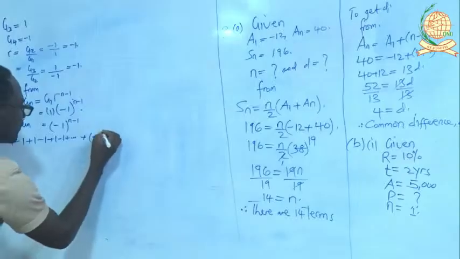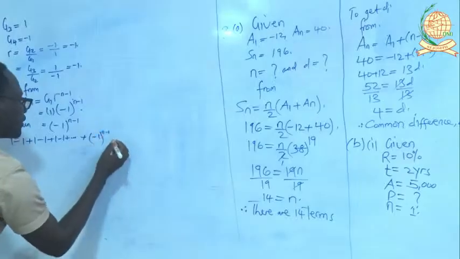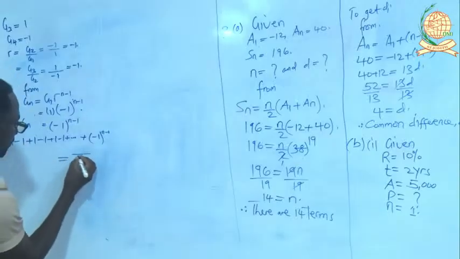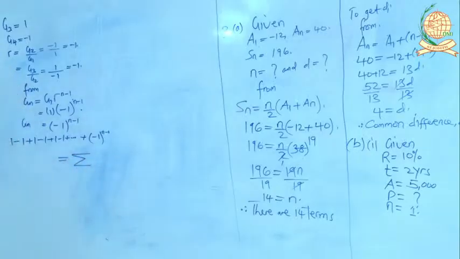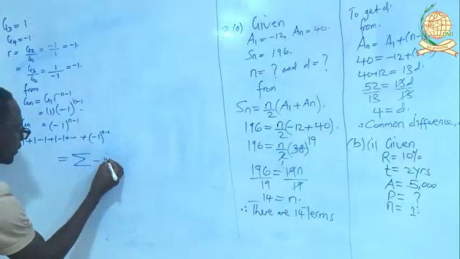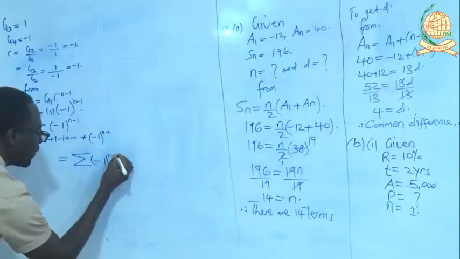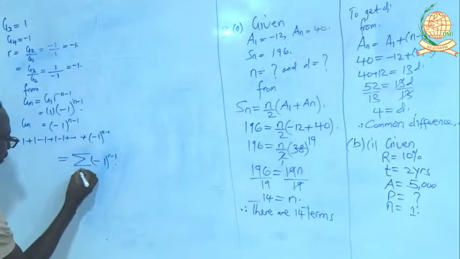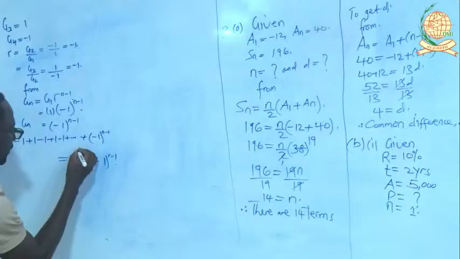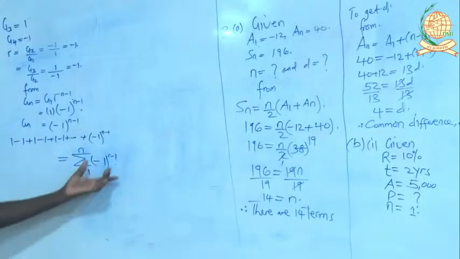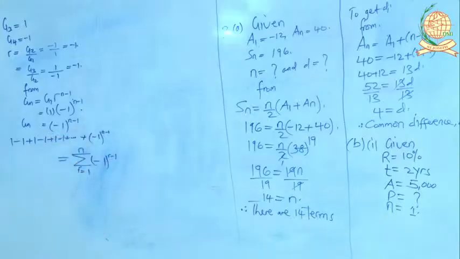This will be equal to, in sigma notation, the symbol for sigma notation is this one. Now we find another letter apart from n. This will be negative 1 power r minus 1, from r equals 1 to r equals n. Now this is the expression of the given series in sigma notation.